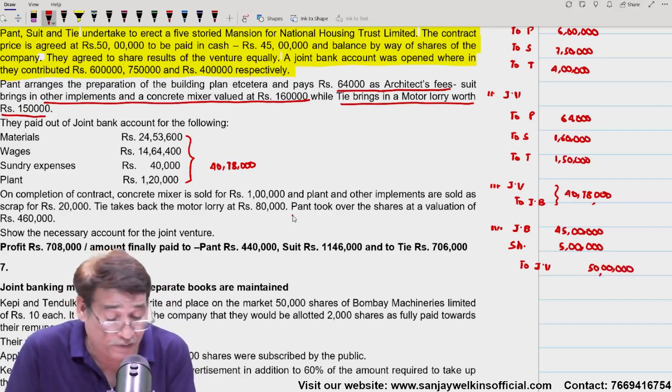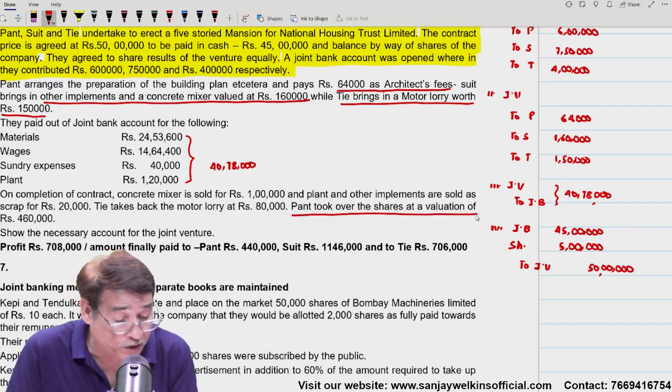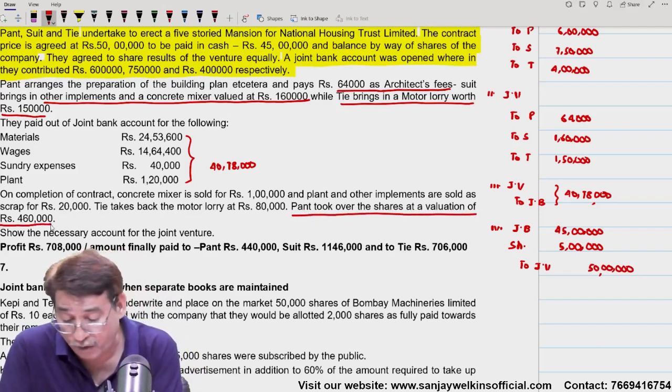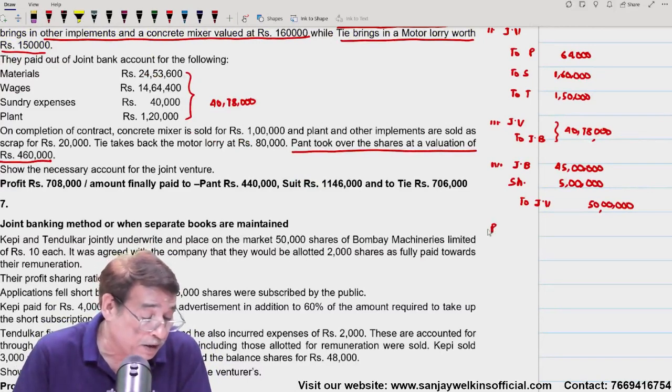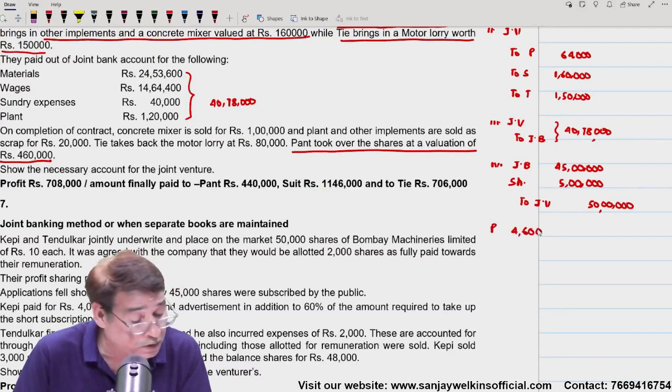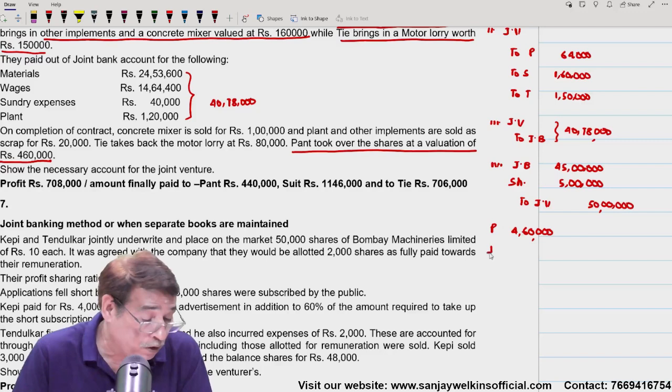Then it is given that Pant took over the shares at a valuation of 4,60,000. So Pant is taking over. So you will write entry Pant account debit. He is taking over the shares at 4,60,000. Loss will be debited to joint venture 40,000 and to shares account.